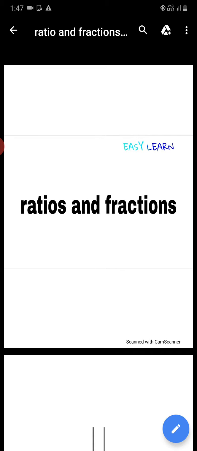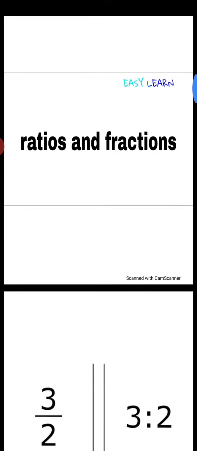I am Orko Dashgupta and today I am going to teach you the topic of ratios and fractions. Firstly, we will try to understand what ratios and fractions are all about, and then we will also delve deeper into their similarities and the differences between the two. Okay, so without any further ado, let's begin.